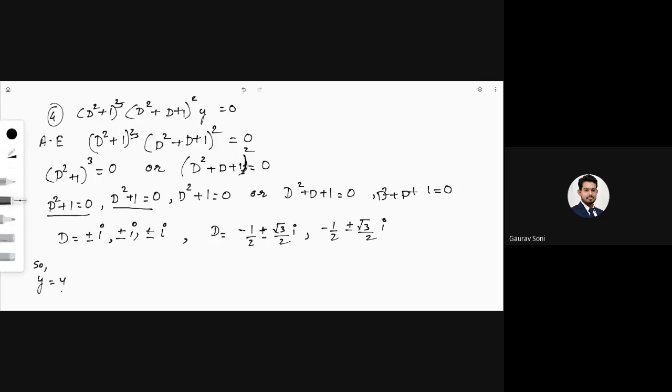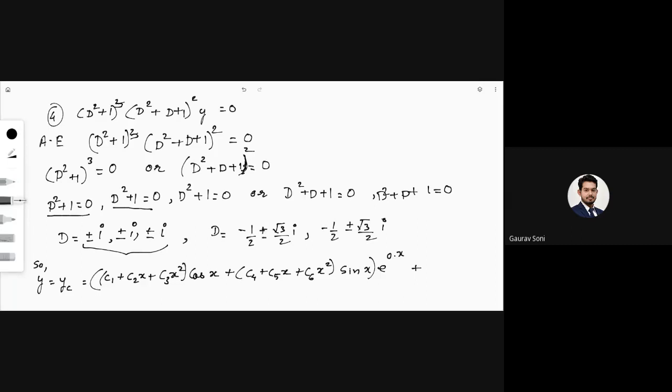So y is equal to yc. I will write down the solution for these first. For 3 times repeated i, I have to take 3 constants into consideration: (C1 plus C2x plus C3 x square) cos of the imaginary part 1 into x, plus (C4 plus C5x plus C6 x square) sine of x, all times e to the power real part into x.